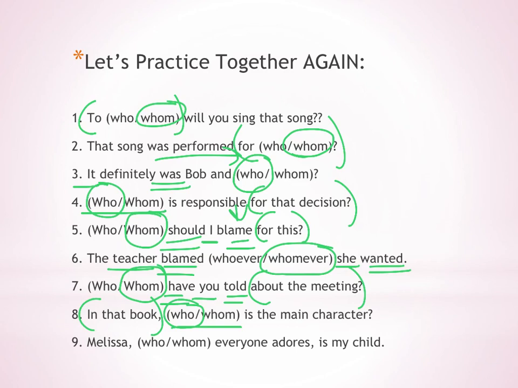Melissa, who or whom everyone adores, is my child. The subject is Melissa. Now notice the commas here again. This functions just like we did previously. These words replace Melissa. If Melissa is the subject, which is nominative case, then we would have to choose who as the replacement word because it also is the nominative case.